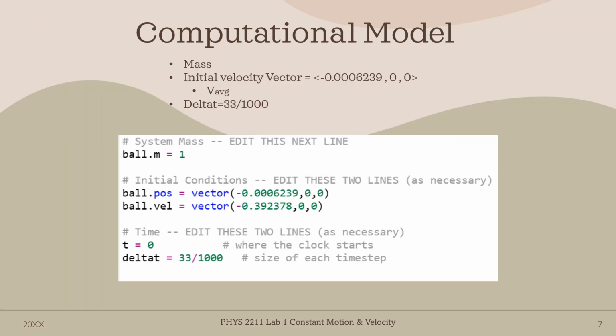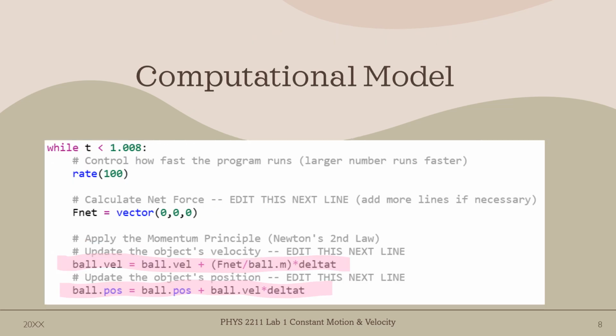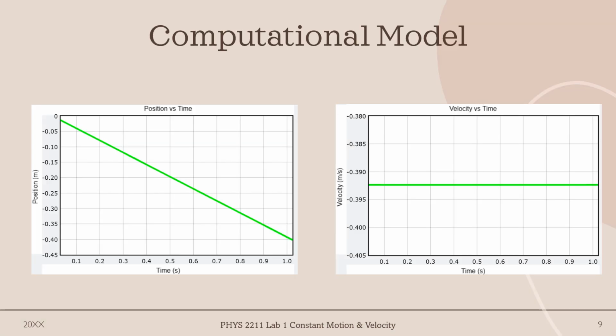Mass can be put to the side for this experiment and therefore cancels out of the following formula I will show you. I found my initial velocity to be negative 0.39 meters per second through the average velocity formula. Delta t was also found to be 33 out of 1,000 from the frames per second of my camera. I input these into the code. The while loop runs for the same amount of time as my ball video, and I input the formulas from the introduction. Here are the computational model's graphs for position versus time and velocity versus time.